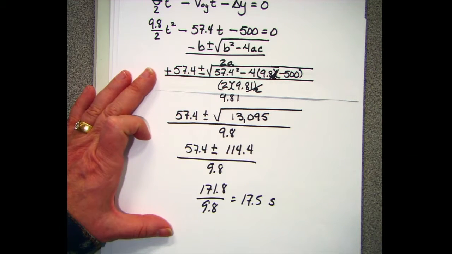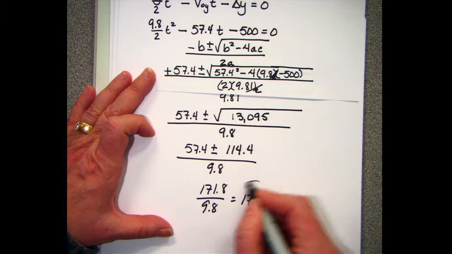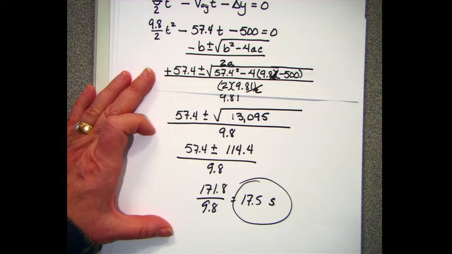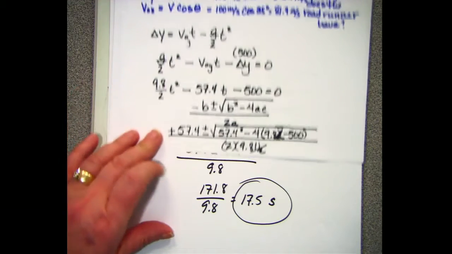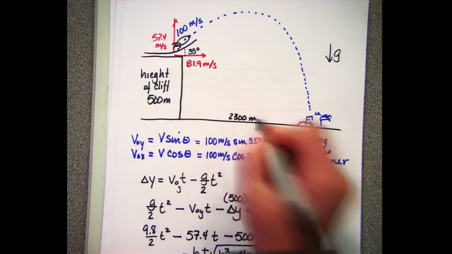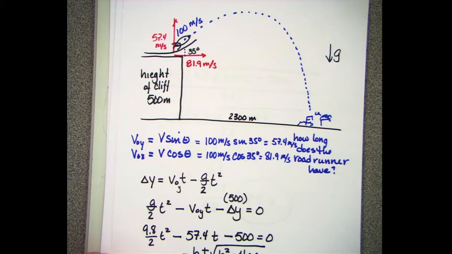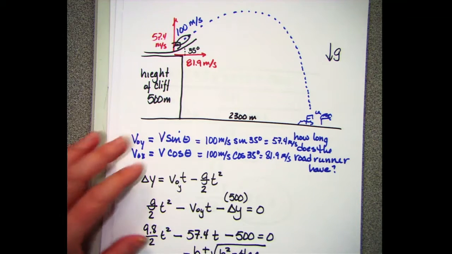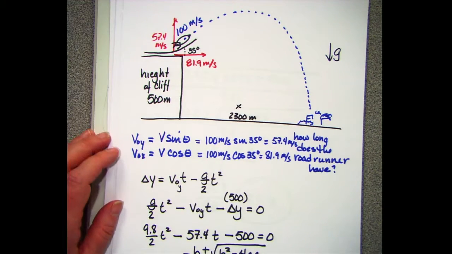Now, I don't have to do the other one. Why? Because it's negative, you can't have negative seconds. I can't have negative time. So I've got this one. I've got 17.5 seconds. So that's how much birdseed I'm going to have to put out there, depending on the rate that the Roadrunner decides to eat the birdseed, to get down. Now the question becomes, if I place this 2,300 meters away, am I going to hit the target? Because the next question is, how far from the edge of the cliff do I actually have to be?